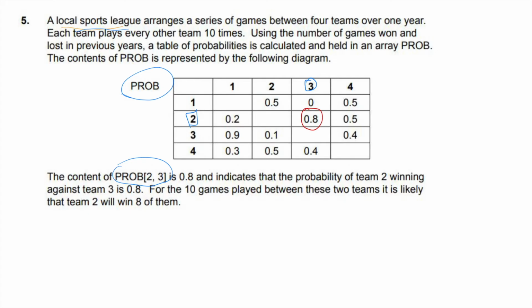So for the 10 games played between these two, it is likely that team 2 will win 8 of them. So basically, 0.8 times 10, because of the fact that team 2 would be playing against team 3 10 times. In fact, each one of these teams right here is playing against each one of these other teams 10 times.